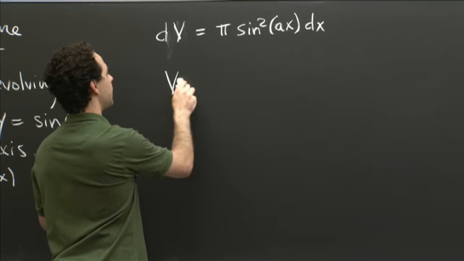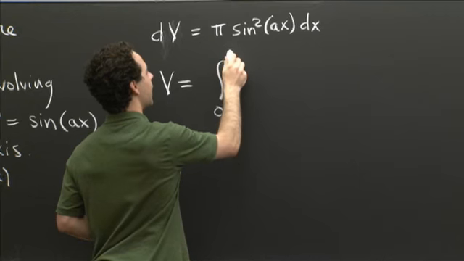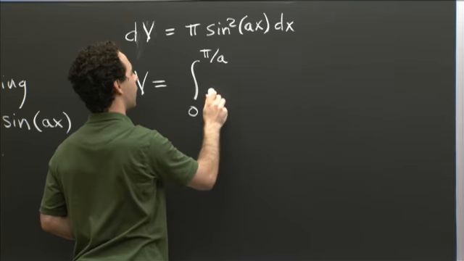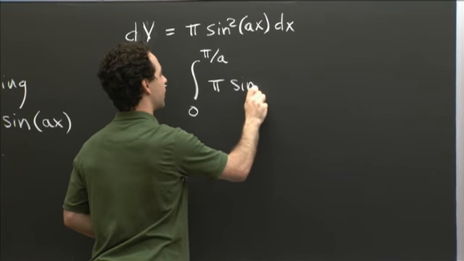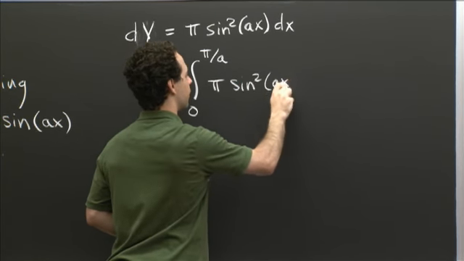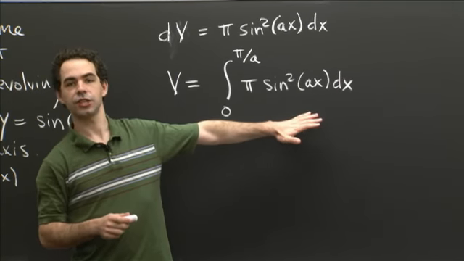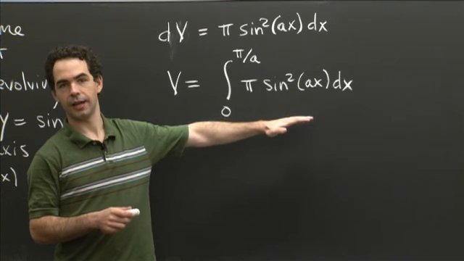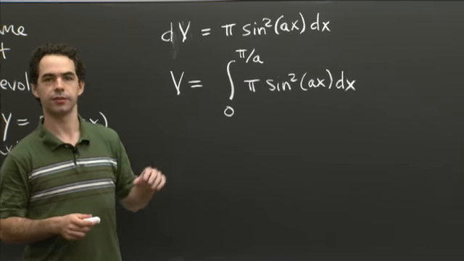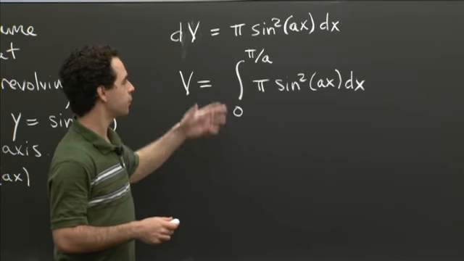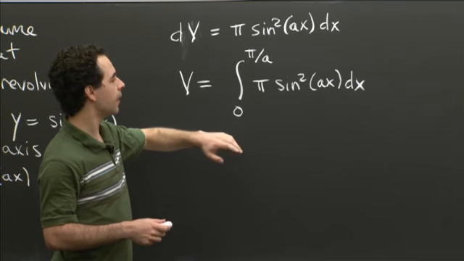So V is equal to the integral from 0 to, as we said, pi over a of pi times sine squared of ax dx. This is just like the sorts of integrals you were doing in class. It's a definite integral. I guess most of the ones you did were just antiderivatives, but of course that's an easy translation to make via the fundamental theorem.